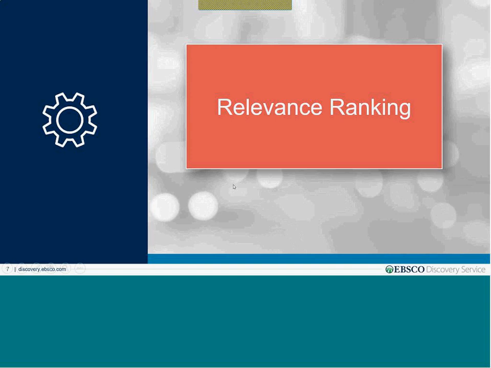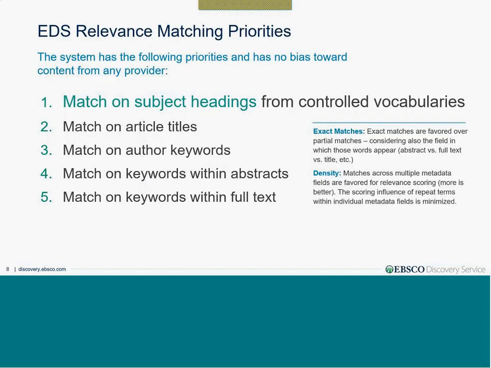A couple of things in the back end for EBSCO Discovery Service, and this is also applicable to EBSCOhost as well, and one of those things is relevance ranking. Basically the system itself has some prioritised fields, and we try not to show bias towards content from any provider, including our own. The default is always a relevance sort, and it tries to match your keywords on controlled terms from subject headings and controlled vocabulary. It'll try to match your keywords in the article titles, the author-supplied keywords, keywords within abstracts, and keywords in the full text.